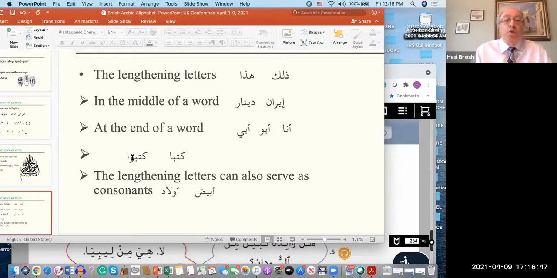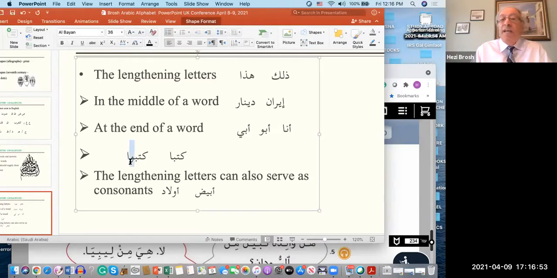And sometimes I have two silent letters at the end. So the students will think that waw is not a silent letter. But here in the word kataba, the alif is lengthened because it's the alif of the dual. And sometimes those lengthening letters can serve as consonants, alif, waw, and ya. So they have to figure out when they read words like this and this how to read it, abid, ulad, or abyad, or aulad. So these are challenges.